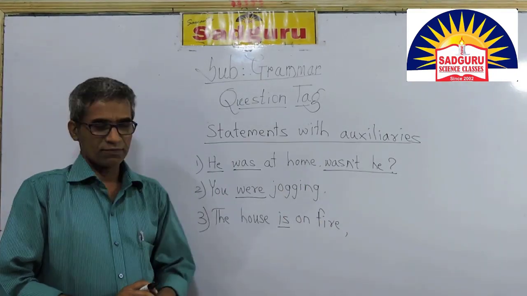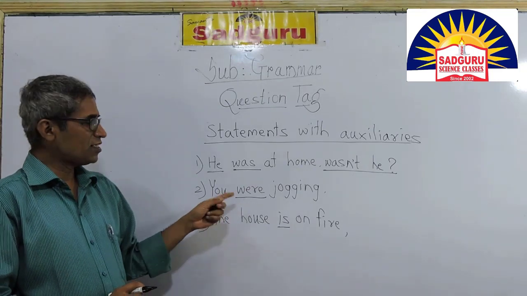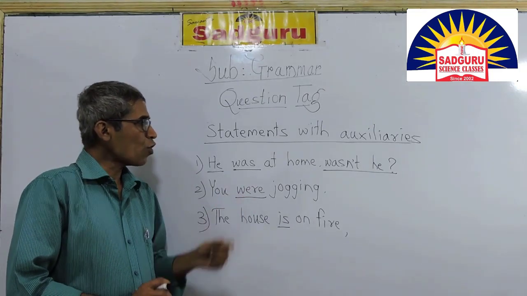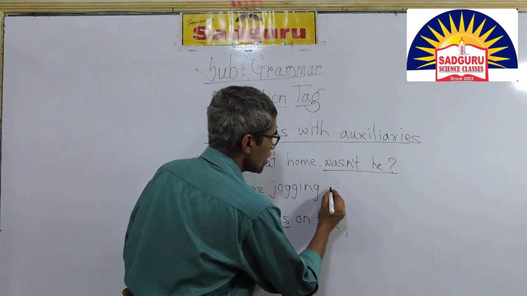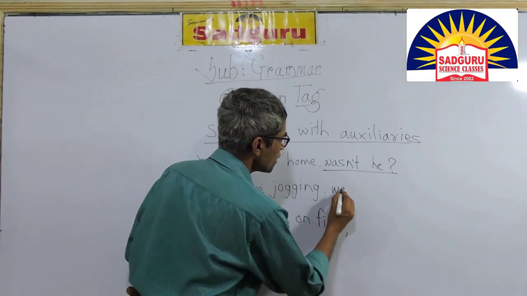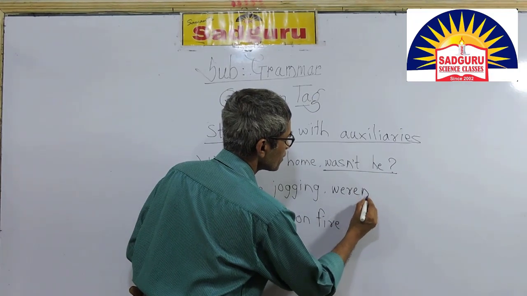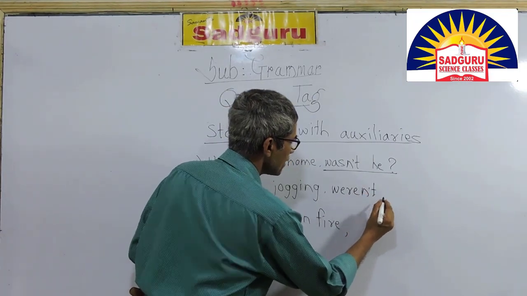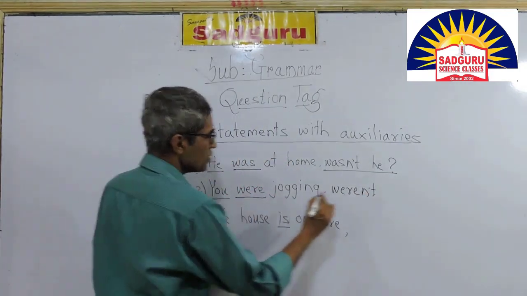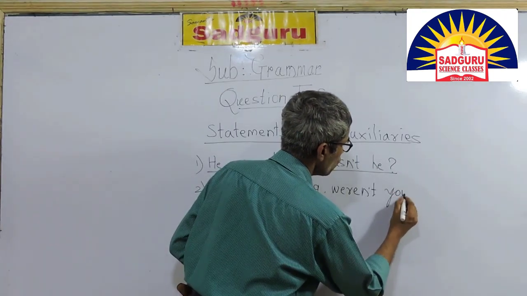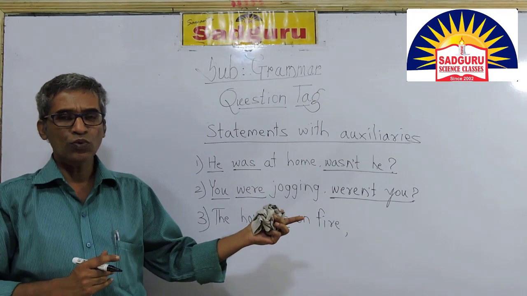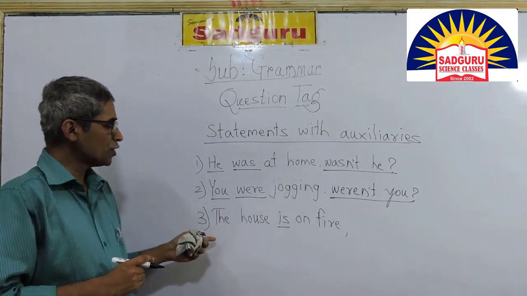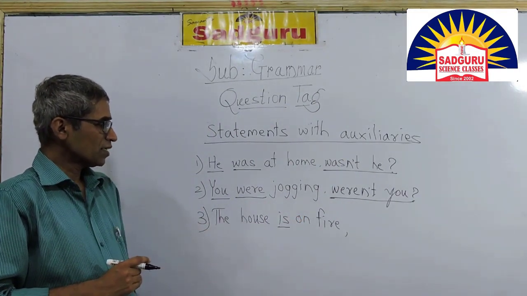You are jogging. Now you can see very easily, were is the auxiliary. And when you want to make question tag for this sentence, you have to take were, then add NT, and then the subject. The subject is you. And the question tag is weren't you. And now move to the last sentence.